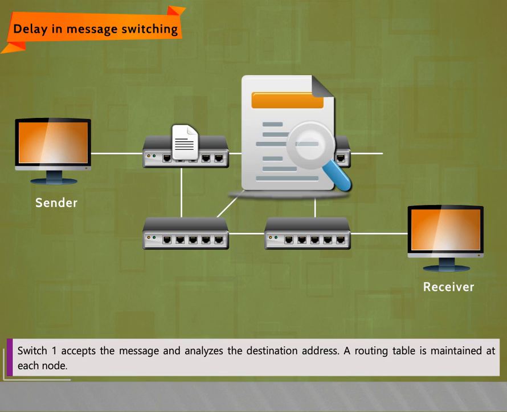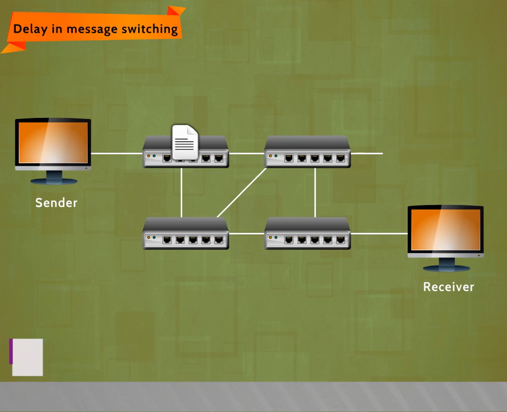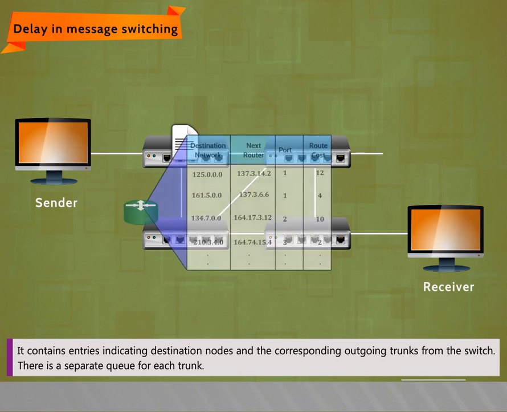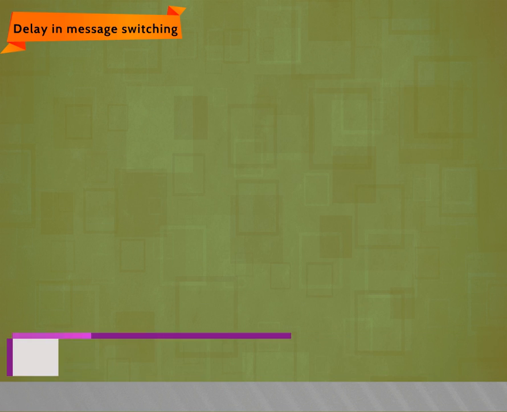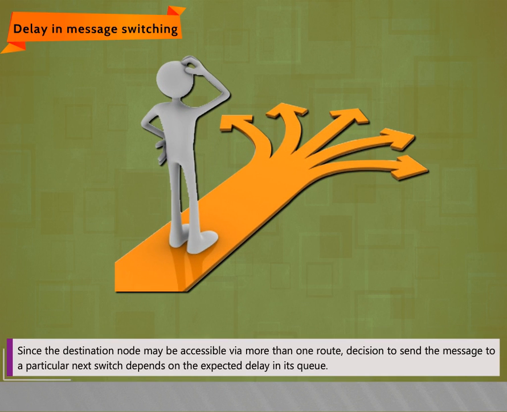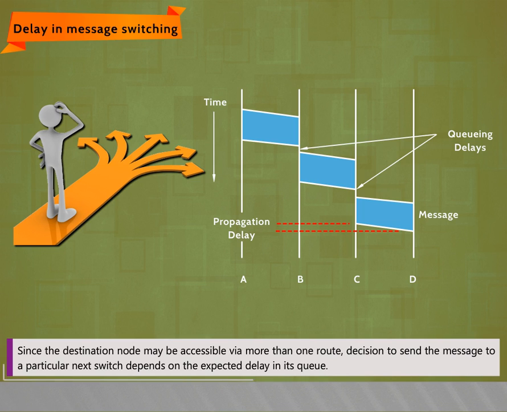Switch 1 accepts the message and analyzes the destination address. A routing table is maintained at each node. It contains entries indicating destination nodes and the corresponding outgoing trunks from the switch. There is a separate queue for each trunk. Since the destination node may be accessible via more than one route, the decision to send the message to a particular next switch depends on the expected delay in its queue.